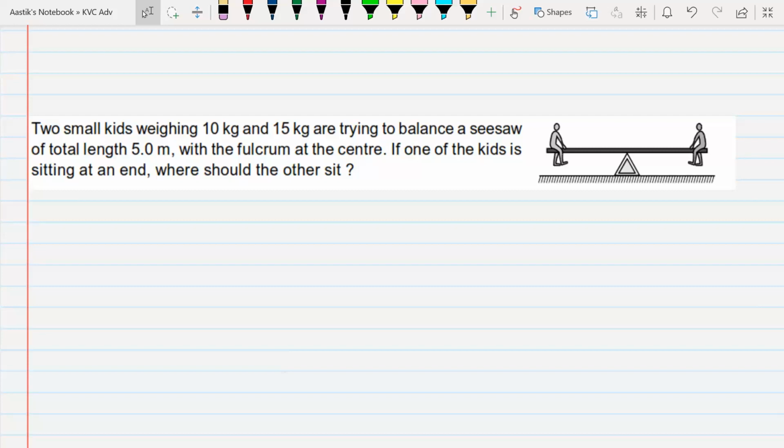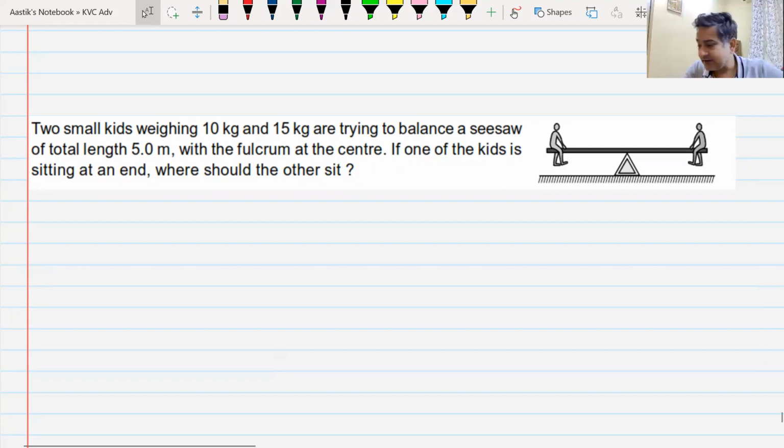1.67 from the end. 15 kg, from the center, sorry. 1.67 meters from the center. That is correct.